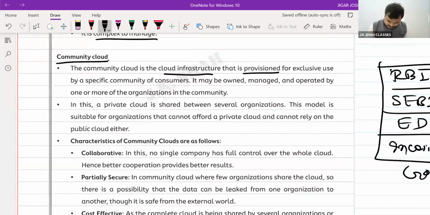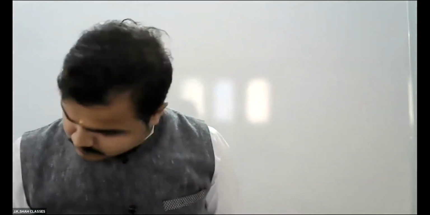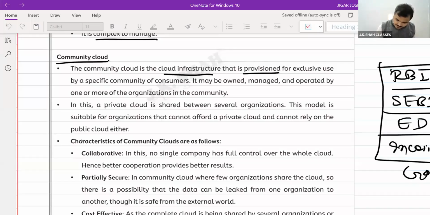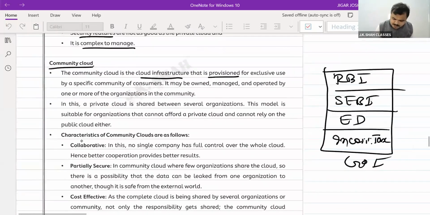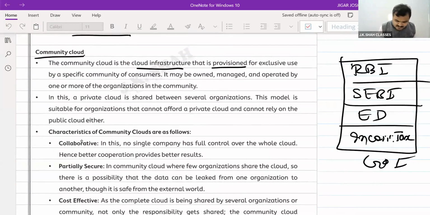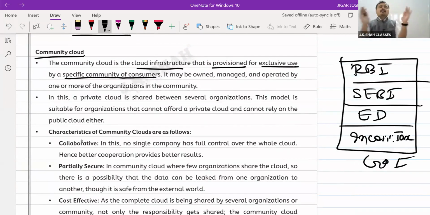The community cloud is a cloud infrastructure that is provisioned for exclusive use by a specific community of consumers. Only limited consumers will be allowed. We will not allow outsiders. Are you getting my point of view?